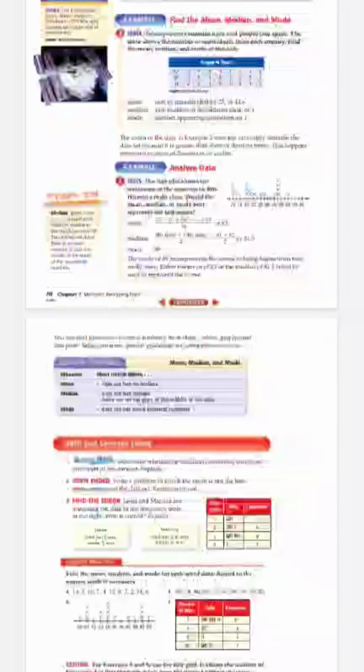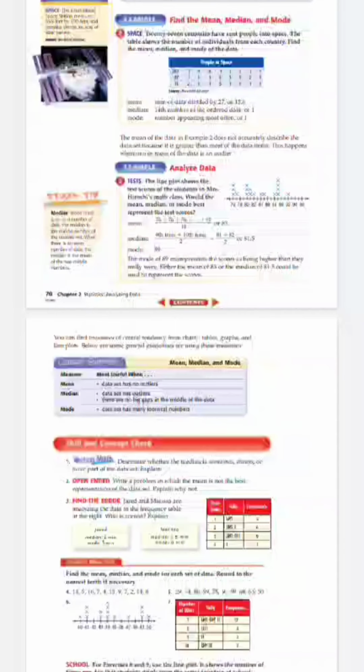Mode: 89. The mode of 89 misrepresents the scores as being higher than they really were. Neither the mean of 83 nor the median of 81.5 could be used to represent the scores.